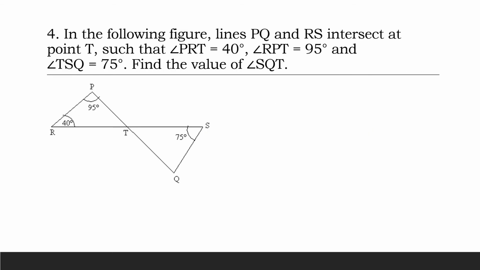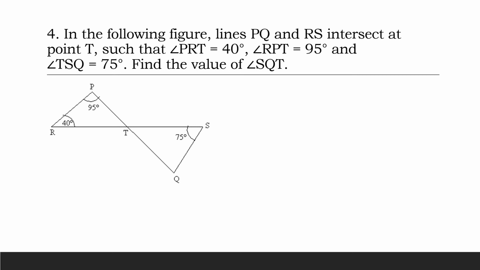Fourth question. In the following figure, lines PQ and RS intersect at point T such that angle PRT is equal to 40 degrees, angle RPT is equal to 95 degrees, and angle TSQ is equal to 75 degrees. Find the value of angle SQT.